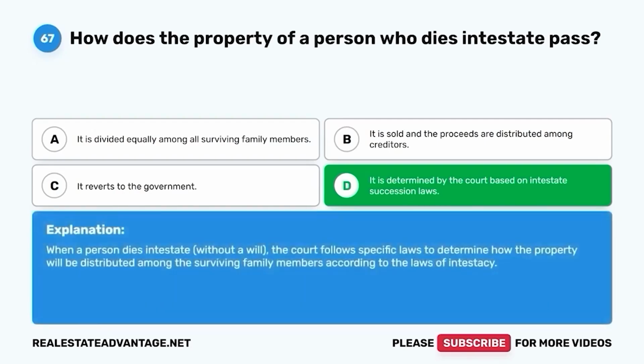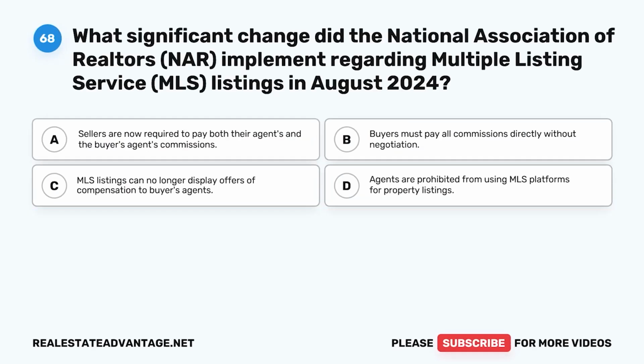When a person dies intestate, without a will, the court follows specific laws to determine how the property will be distributed among the surviving family members according to the laws of intestacy. Question 68. What significant change did the National Association of Realtors, NAR, implement regarding multiple listing service, MLS, listings in August 2024? A. Sellers are now required to pay both their agents and the buyer's agent's commissions.